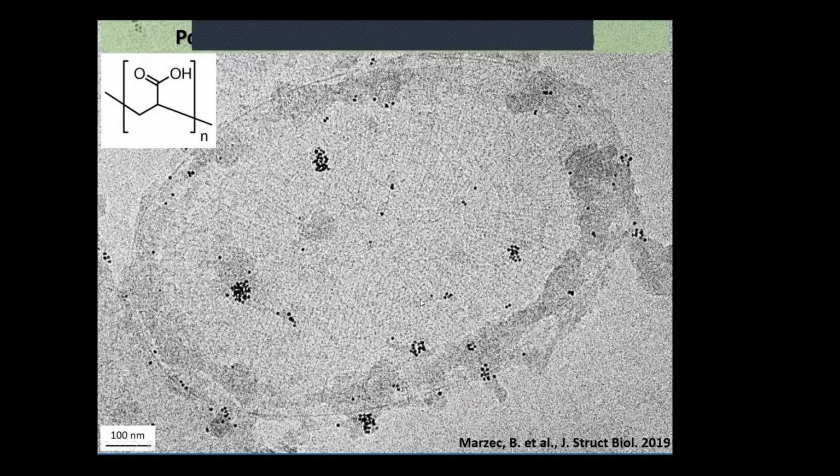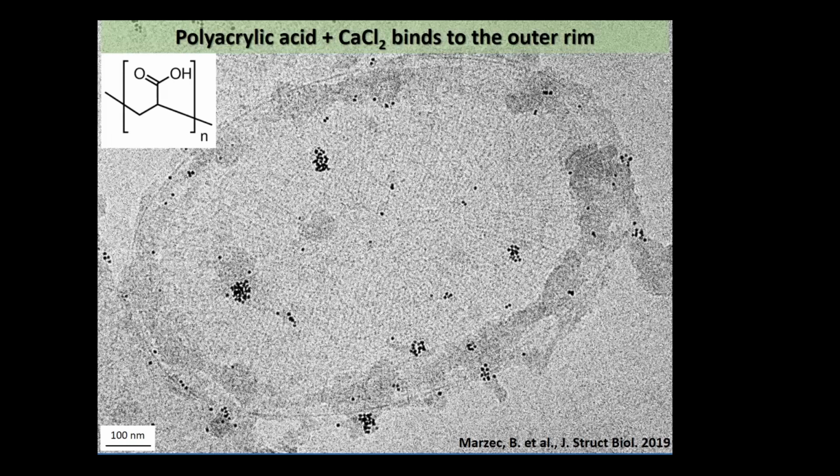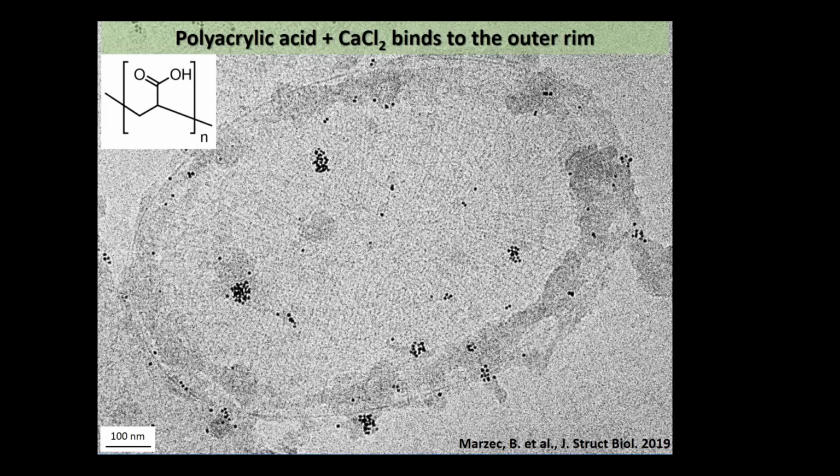Now, another experiment that Bart did was to take, instead of coccolith polysaccharides, just polyacrylic acid, which mimics the polysaccharide in terms of the negative charges. The polysaccharides from the coccolith are rich in uronic acid, so they have lots of carboxylate groups, so they're negatively charged.